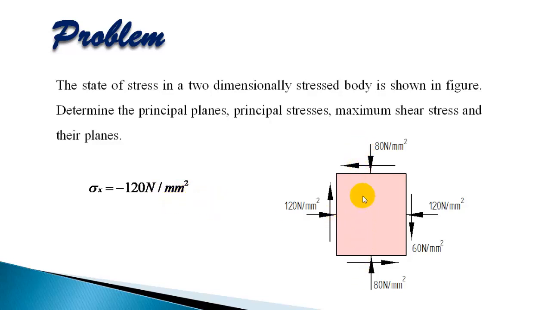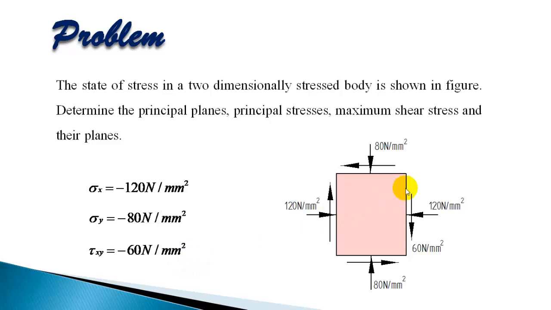In y direction also, the stress is compressive. The stress is acting towards the element. So sigma y is minus 80 Newton per mm square. And on the right face, that is shear stress. Let us look at the right face. The shear stress is downward, so it is minus 60 Newton per mm square. So tau xy is minus 60 Newton per mm square.